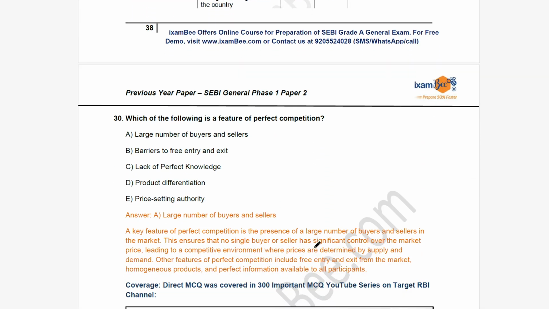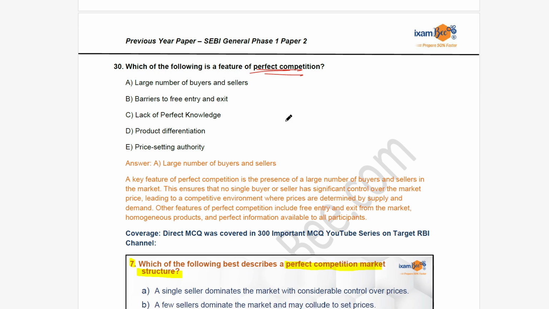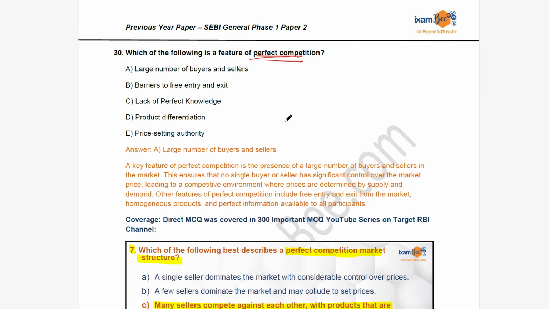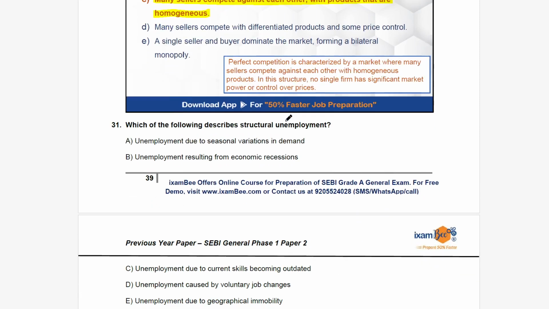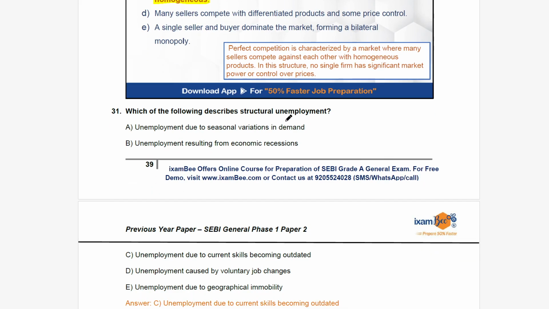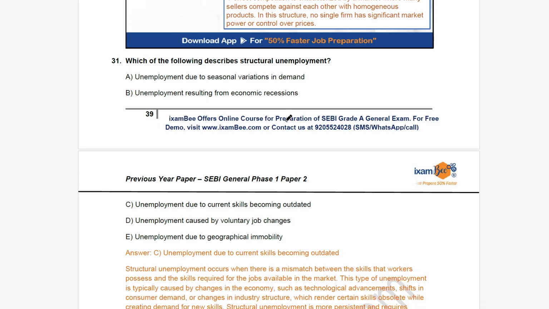The simplest question on market structures could have been asked. A feature of perfect competition was asked, and the most important one, that is a large number of buyers and sellers. We have done the same question. We've also got a similar kind of question in the past papers. The last question from economics: which of the following describes structural unemployment? Okay, the correct answer here is unemployment due to current skills becoming outdated.